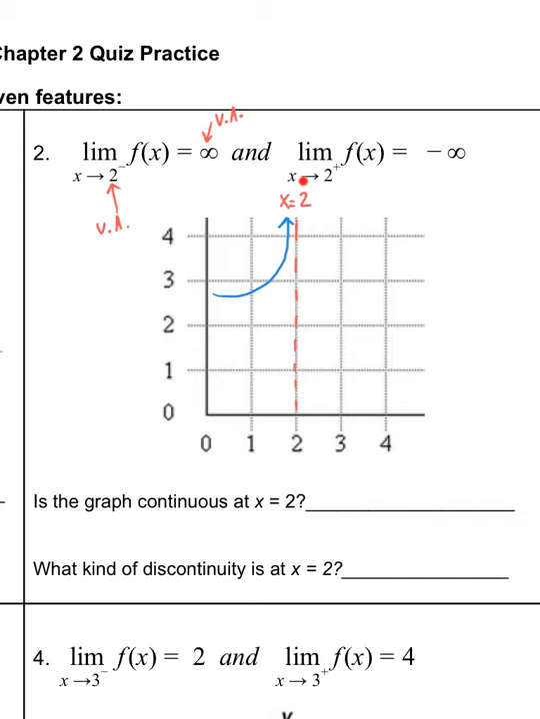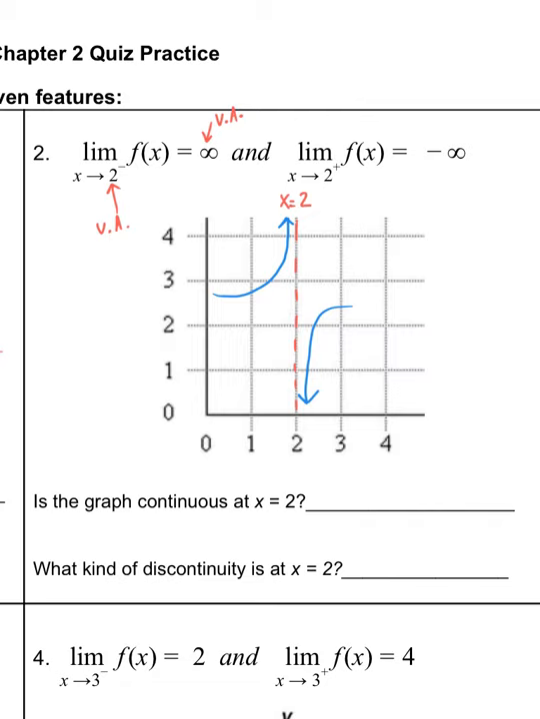All right, now as we're approaching 2 from the right, now we're approaching negative infinity. So as we come towards this line from over here, we have to be going down. So I'm just going to go like this. There we go. So coming from the left, we're going up and up and up and up. And coming from the right, we're going down and down and down and down.